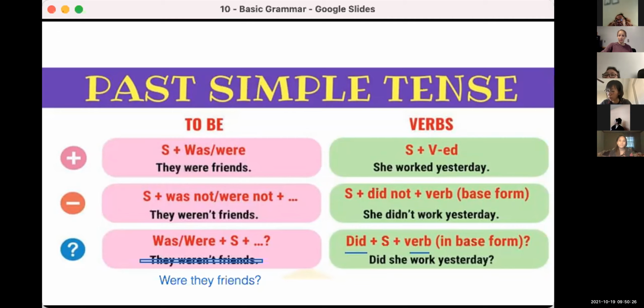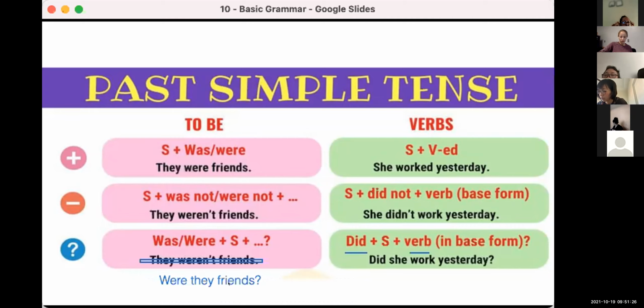Any questions about this slide? How can you form the question sentence with the be verb? Yes. We'll use was or were plus the subject. Were they friends? Is it okay? Can I make the question for sentences like they were friends? Were they friends? Yes. They were friends is the sentence. Were they friends is the question. Thank you.